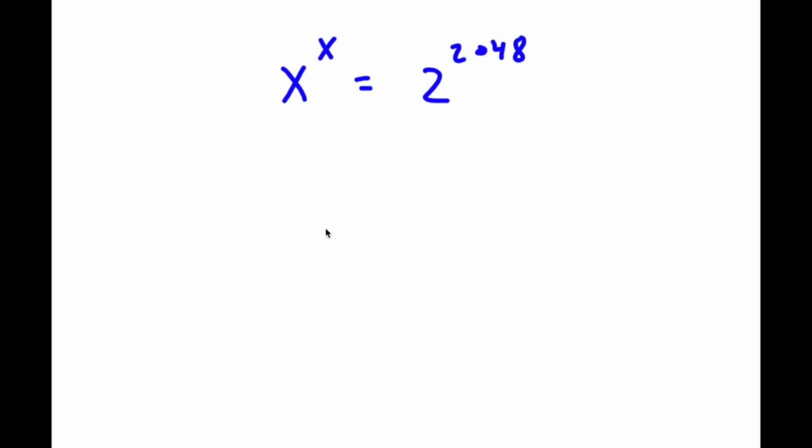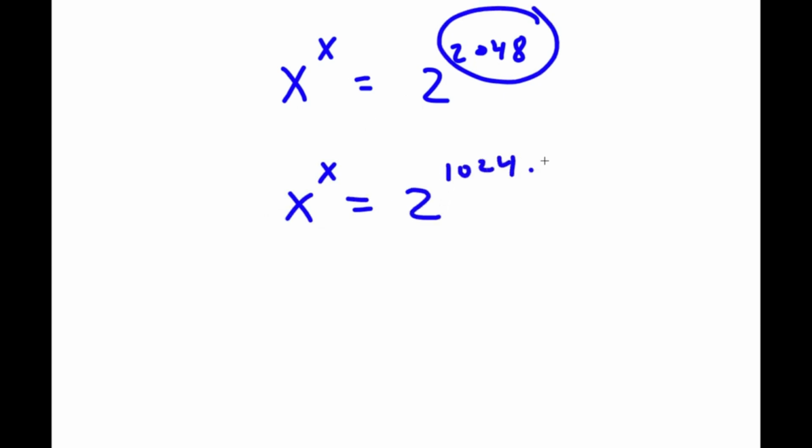Alright, so in this problem, I have x to the power of x is equal to 2 to the power of 2048. So now the first thing I'm going to do is write 2048 here as 1024 times 2.